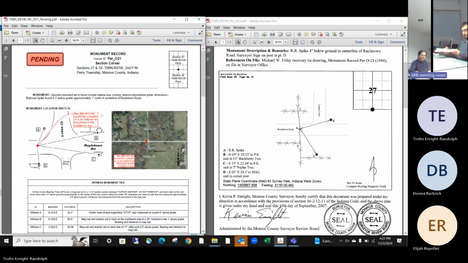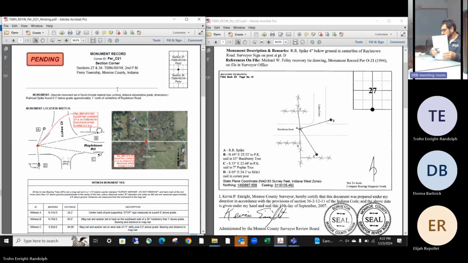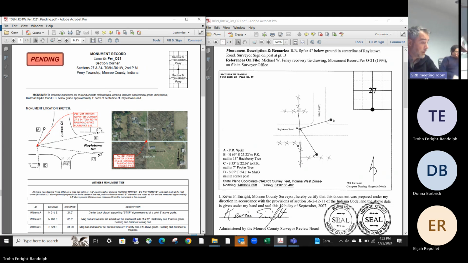You want this one, Rachel? I went through the whole packet before. You're good? I'm good. Okay, a motion to approve Perry 021. We have a motion and a second. I'll do a voice vote. All in favor, say aye. Aye. Aye. All right, opposed, same sign. Hearing none, Perry 021 is approved.